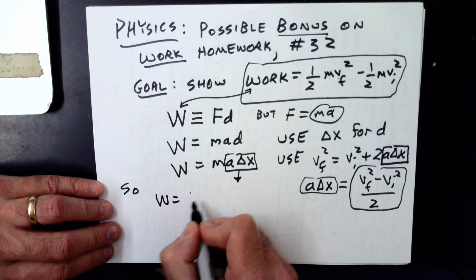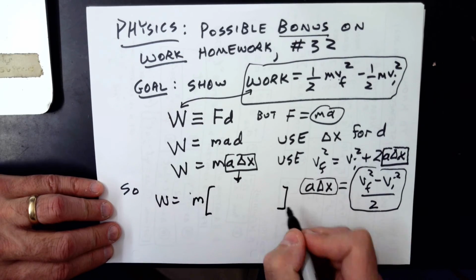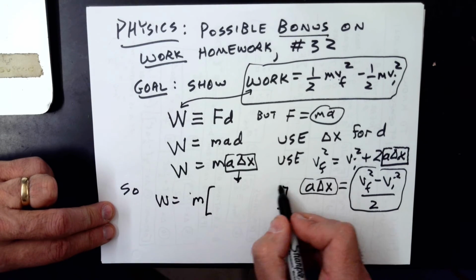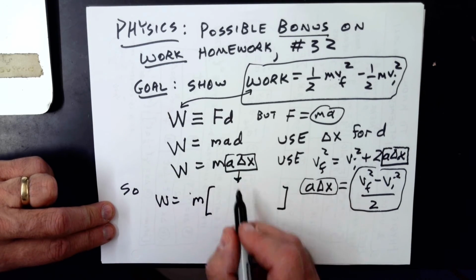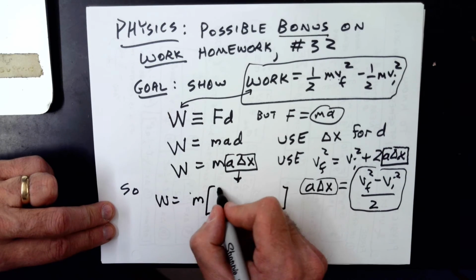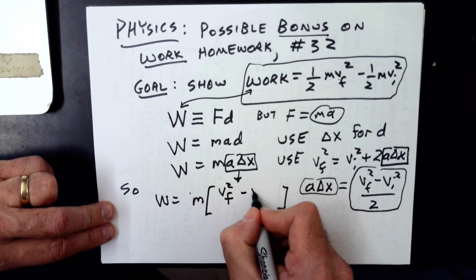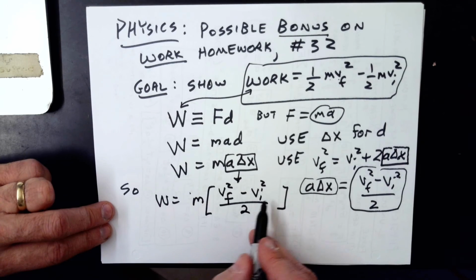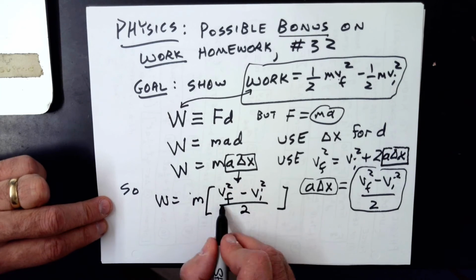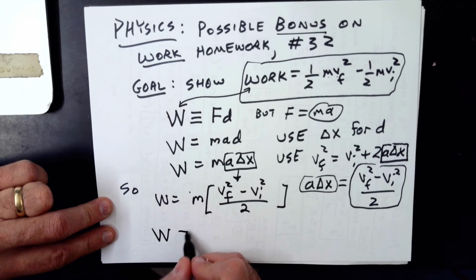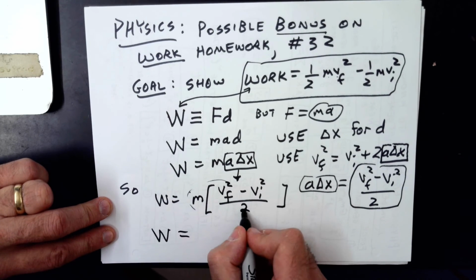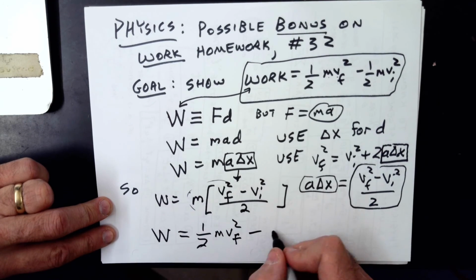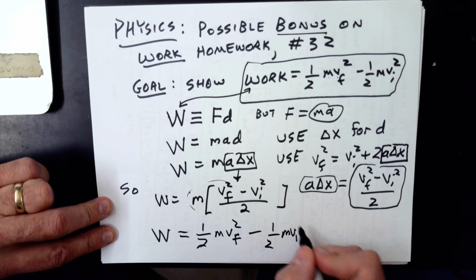So work is m times, and this is how you do a replacement. Don't just try to shove it in and maybe make a mistake and only multiply the m times the first one. Put brackets, empty brackets, and then what used to be here, you replace the new thing in the empty brackets. That way you'll get issues like distributing correct. Okay, so this m is multiplied times this whole thing, and it's a little tricky because it's distributing and there's a fraction involved. But if you do it correctly, you get this first term, 1/2 m vf squared, minus, and then the m goes to the second one, 1/2 m vi squared.